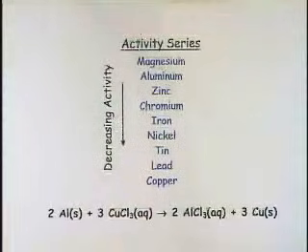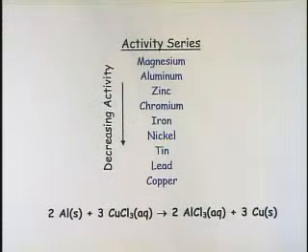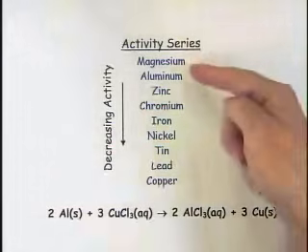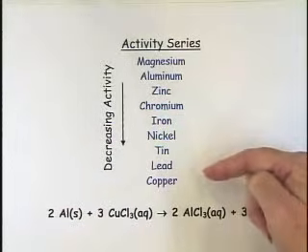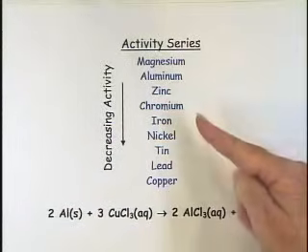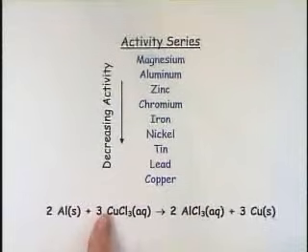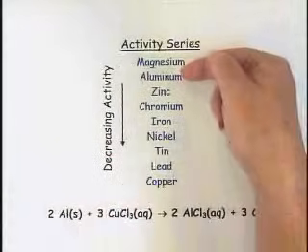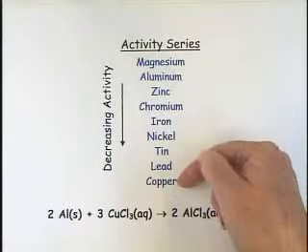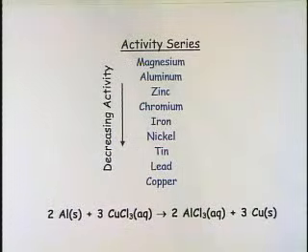This is an example of a simple activity series like the one in your note-taking guide. Generally speaking, any element can displace those elements that are below it in an activity series, but not those above it. In the previous example, aluminum was able to replace copper because it's above copper on the series, meaning that aluminum is more active than copper.